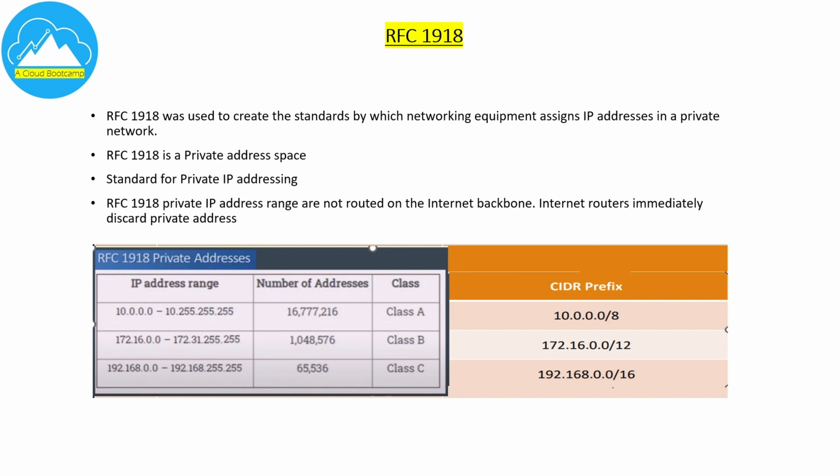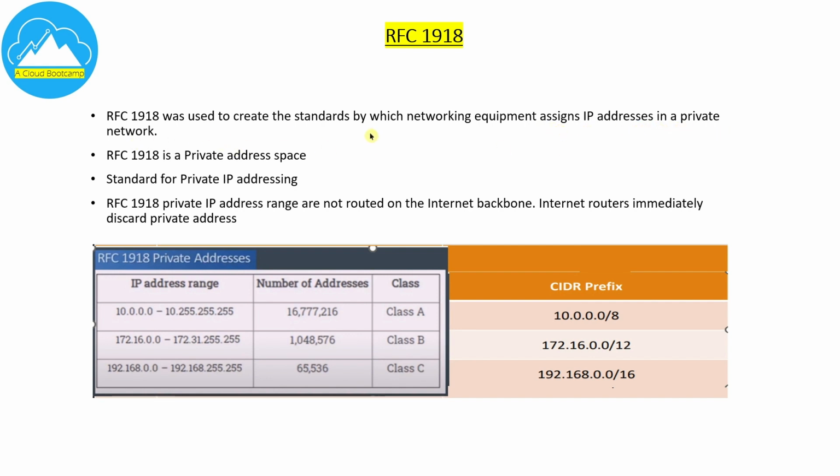And let's see more about RFC 1918, because this is quite important to know more about the IP address. So this is nothing but Request for Comments 1918. It is just a standard wherein your private IP address space is being standardized using this RFC 1918. So this is just a standard for representing your private IP addressing and not the public. Keep in mind, this is the definition. RFC 1918 was used to create the standard by which networking equipment assigns IP addresses in a private network.